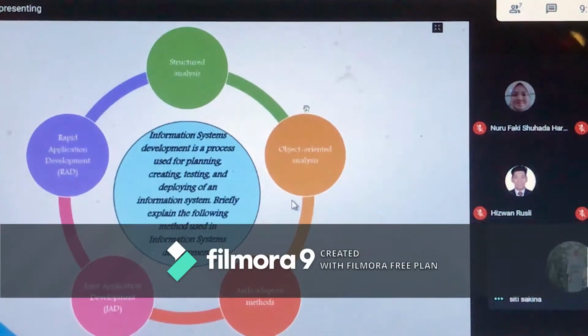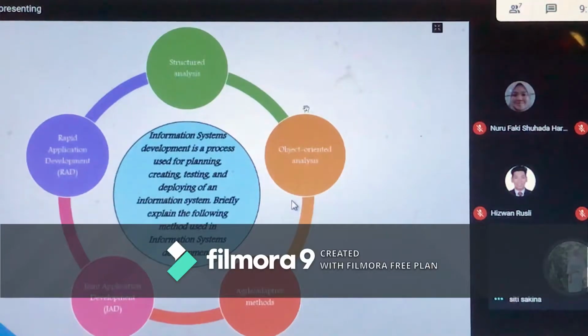Number 1 is structure analysis. Second is object-oriented analysis. Third is agile or adaptive method. Fourth is joint application development. And the last one is rapid application development. Structure analysis is about presenting the system in terms of data and the processes that act upon that data. There are 5 phases which are required: design, construction, testing, maintenance, and evaluation.